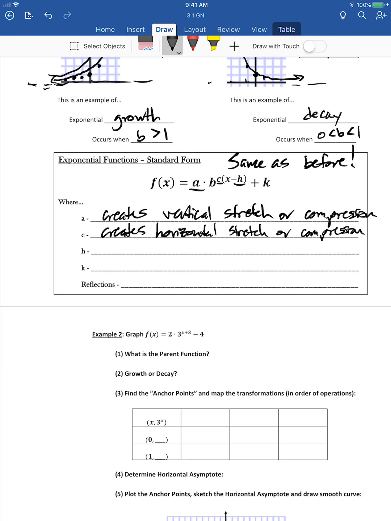H, here, that'll be horizontal shift. And again, it's inside the parentheses, so when we look at that shift, we'll do the opposite. And then K is a vertical shift. It's outside the parentheses, it is affecting y. We do what it tells us. Our reflections are the same. If we have a negative A, then it's a reflection over the x-axis.